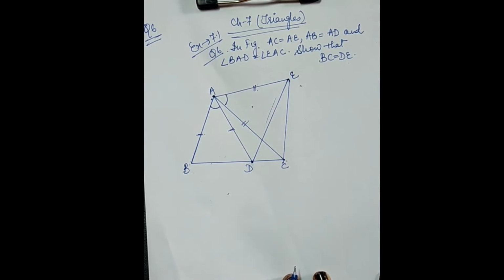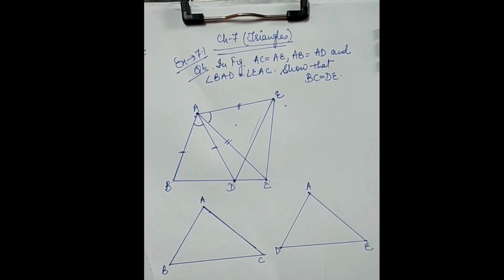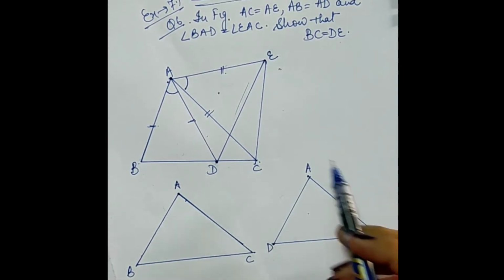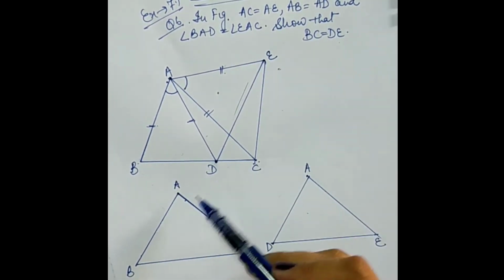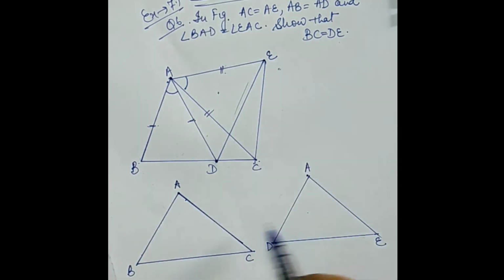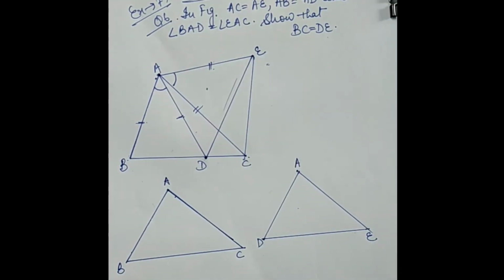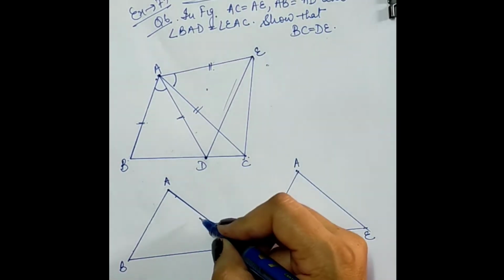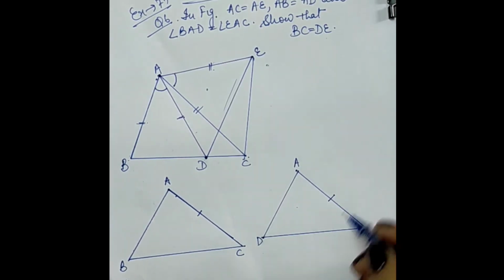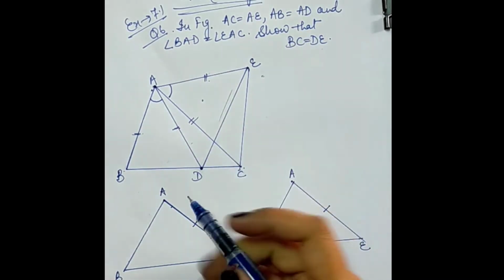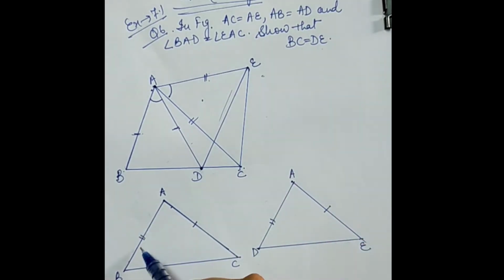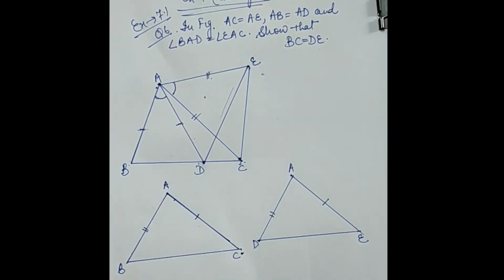So first of all I am going to segregate the figures so that it can be easily understood. So now you can see I have segregated the figures. Why I have taken these two triangles? Because I know that BC is coming in ABC and DE is coming in ADE. So I have chosen these two triangles. So now we can see we have been given that AC is equal to AE. So AC is here and AE is here. And then AB is equal to AD. AB is here and AD is here. So you can see two of the corresponding sides are equal.